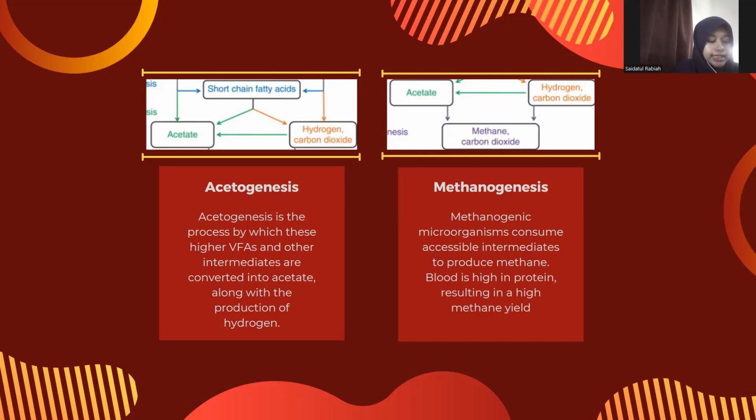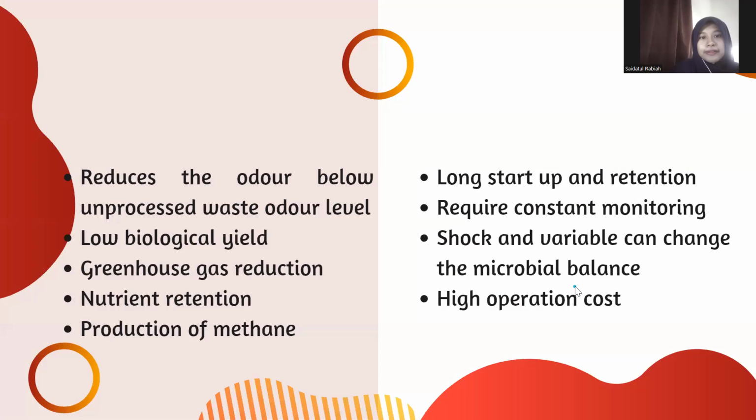So blood is high in protein, resulting in high methane yield. The end of methanogenesis occurs when biogas production ceases, which can take up to 40 days. Thus, we got the biogas. Biogas energy is primarily composed of methane, and can be used to provide heat, generate electricity, and other things which can benefit us. So that's all for me. I will pass to the next presenter.